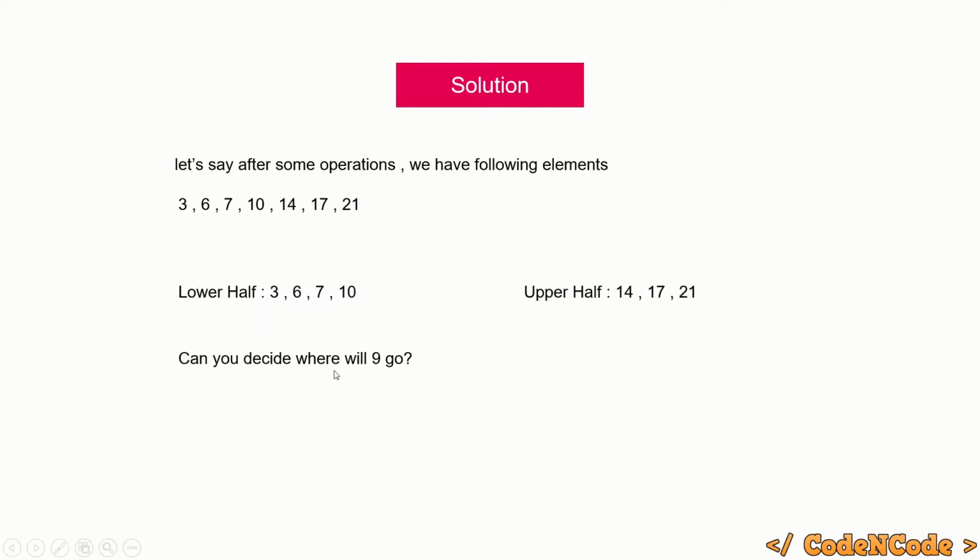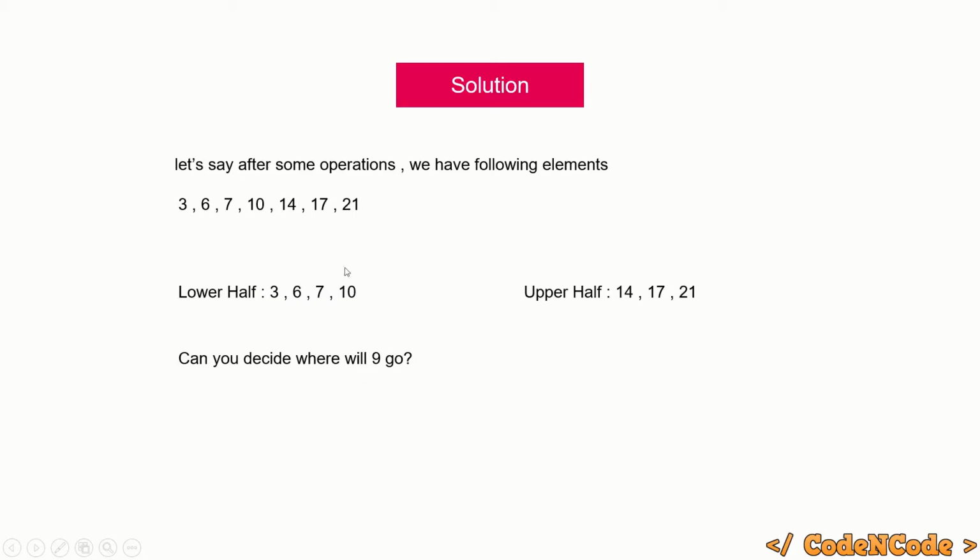Now can you decide where 9 will go? Will it go here or will it go there? Just keep in mind, after this addition it will go either in the lower half or in the upper half. After that, either these two should be equal, or this one should have only one extra element compared to this. So decide where it will go.